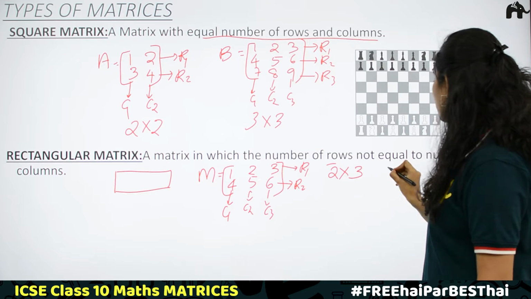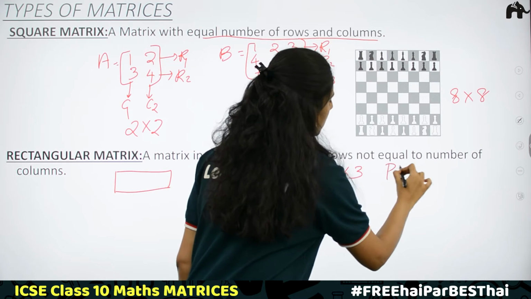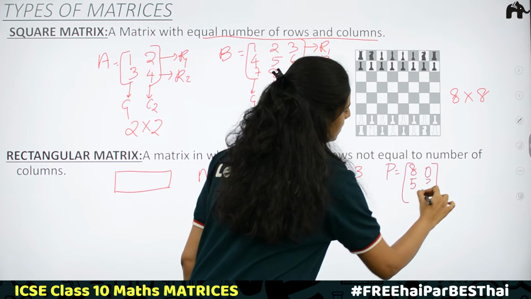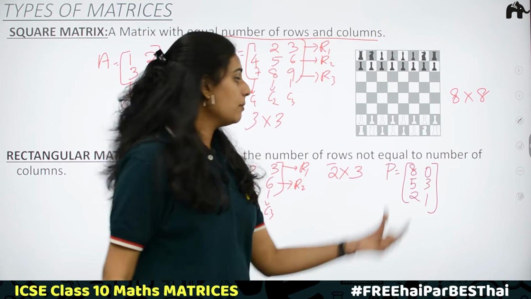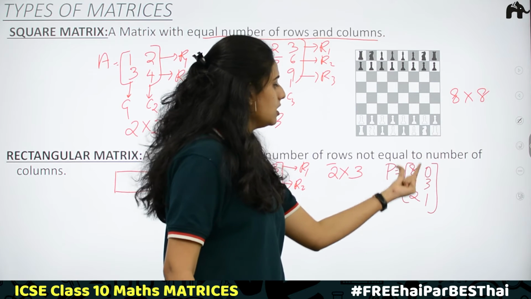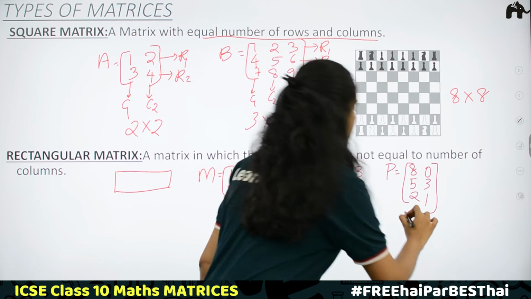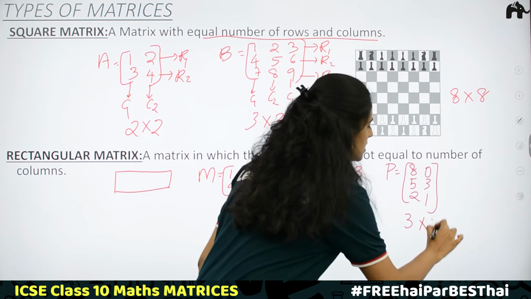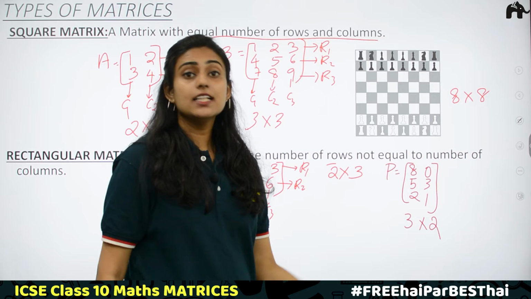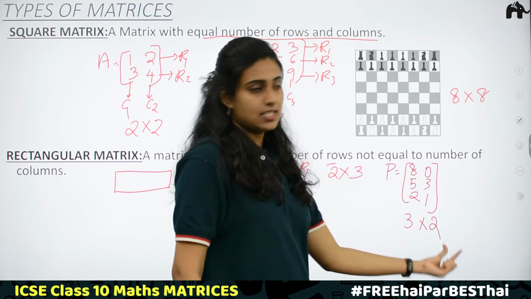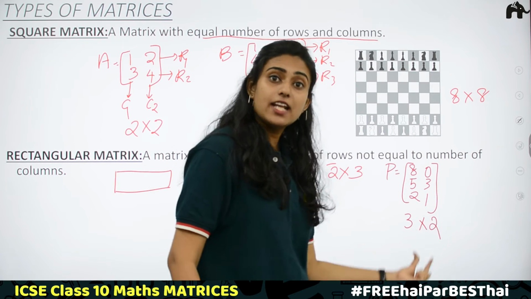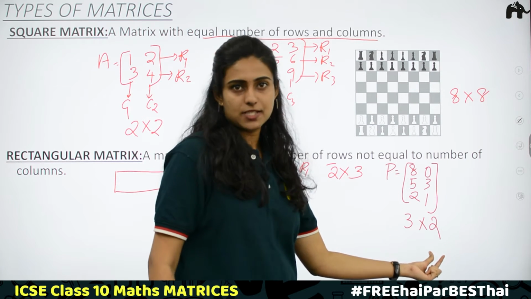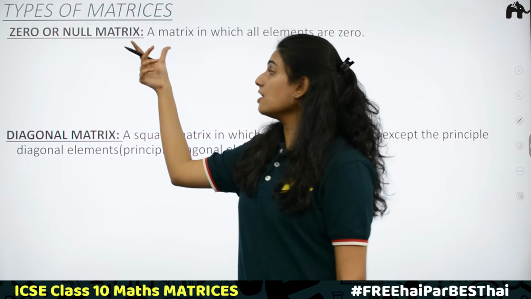Another example, we'll take P is equal to 8, 0, 5, 3, 2, 1. Number of rows, here the number of rows 1, 2, 3, horizontal. We have 3 rows, number of columns 1, 2. This is a 3 by 2 matrix. P is a 3 by 2 matrix and it is a rectangular matrix because the number of rows is not equal to the number of columns. Clear?